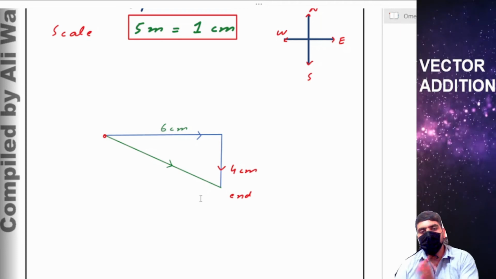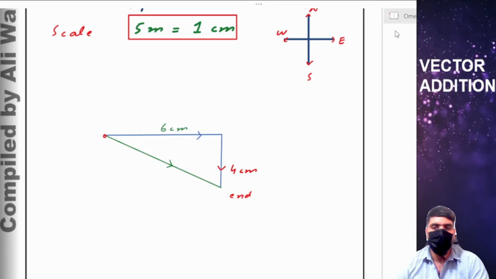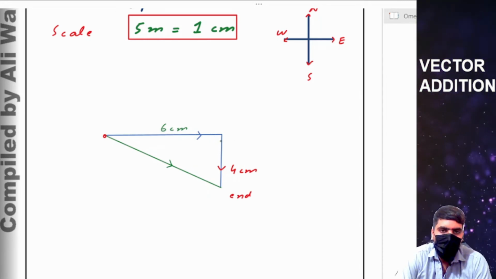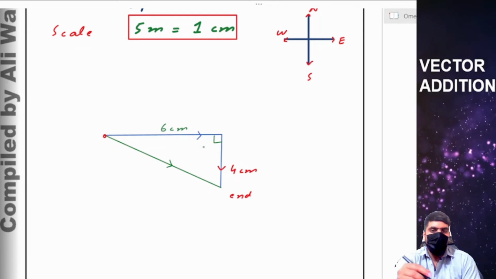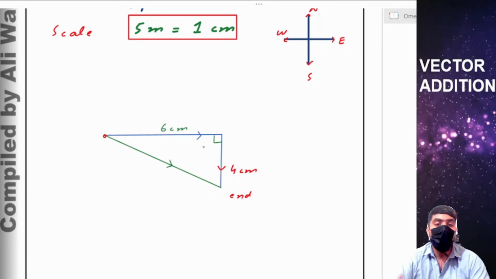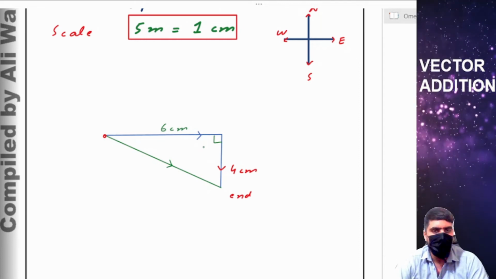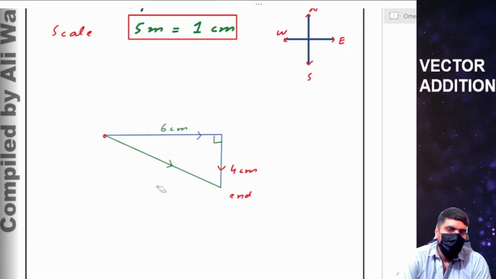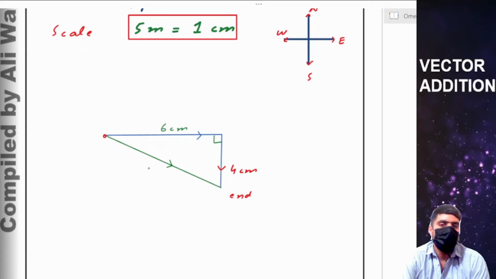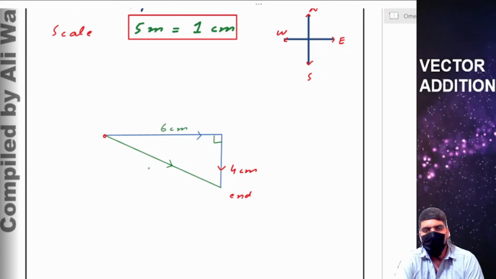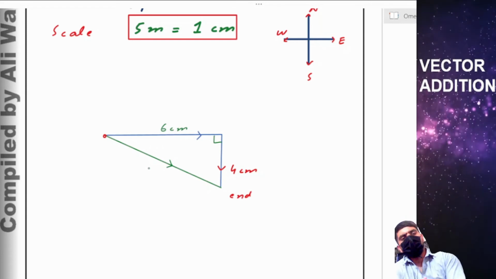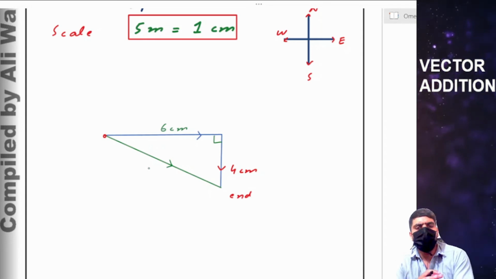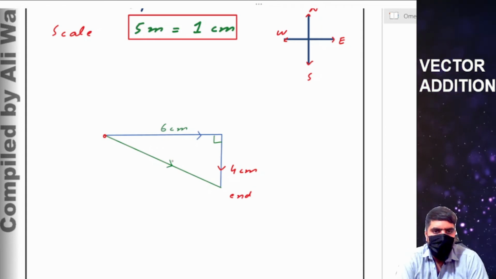Now this thing can also be done by using Pythagoras theorem. All right, once again, if you see, this is the right angle triangle here, because the two vectors are perpendicular to each other, so you can find the value of hypotenuse using the Pythagoras theorem once again. But when we are having the scale drawings, it is preferred that you use the ruler to measure the length of this line.